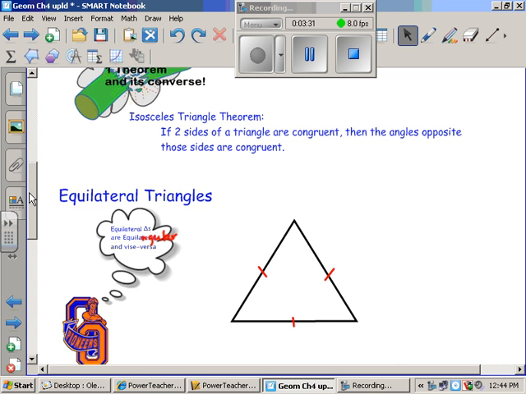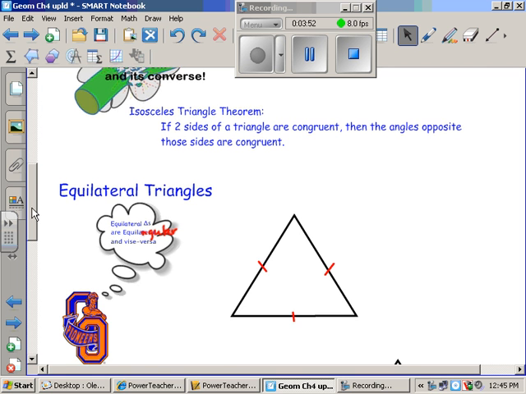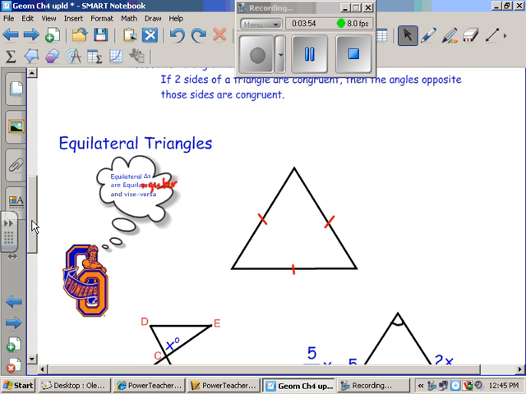Okay? So equilateral triangles are equiangular, equiangular triangles are equilateral. Okay? If it has all equal sides, it has all equal angles. If it has all equal angles, it has all equal sides. Pretty straightforward. All right? So, pretty straightforward concepts. Is there anything I can make clearer? We okay? Questions? Okay. Yes.